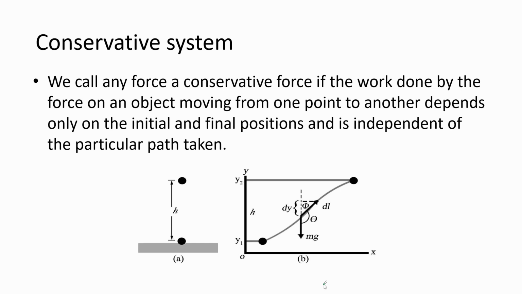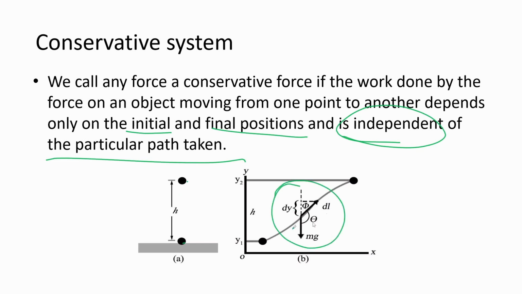Let's look at this one. These are two examples with the same height, but the pathways are different. According to this, for a conservative force, the work done by the force on an object moving from one point to another depends only on the initial and final position. It is independent of the path taken. So they should have the same work. For this one it is easy, it's just mgh. But how about this one?